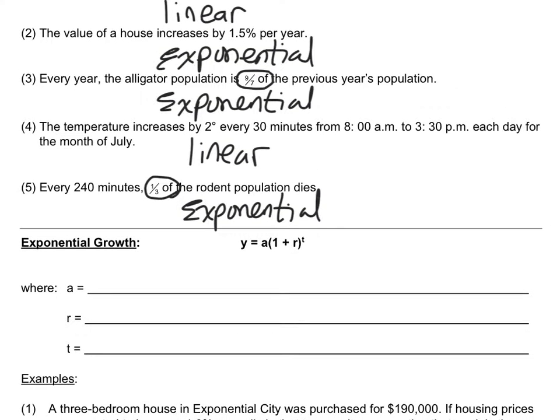All right, so we're going to generalize our understanding here because contextually, sometimes it's hit or miss, but if you have a little bit of a recipe to analyze particular situations, then it becomes easier to diagnose what's what. So exponential growth model: y equals a times 1 plus r to the t power. The a value represents your initial amount.